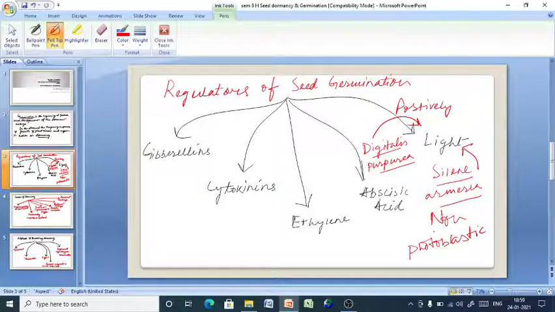Now, we must study what are the causes of dormancy. The seed dormancy of plants may be due to a combination of various factors. Some of the factors include structural restriction or limitation, and some are internal also.